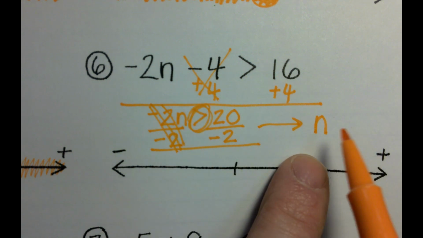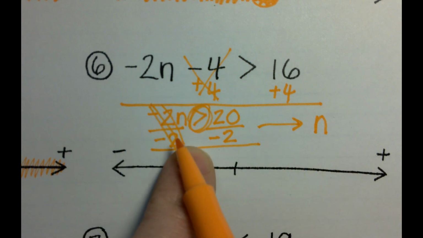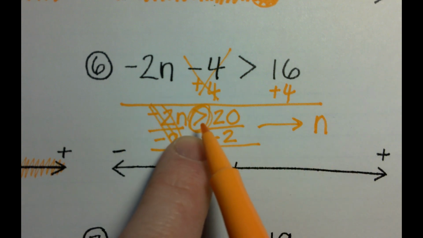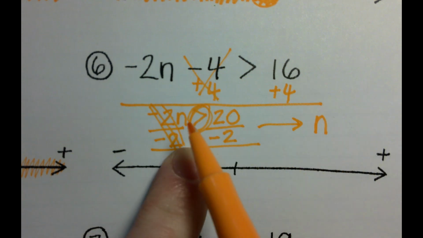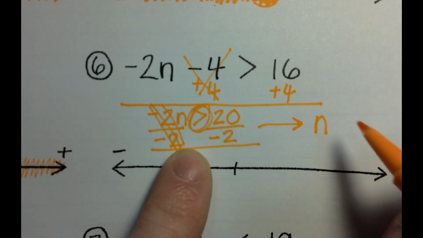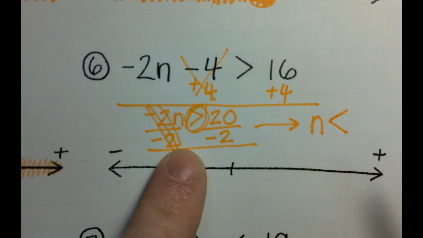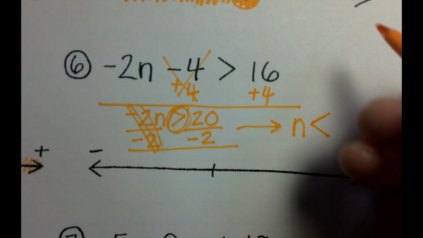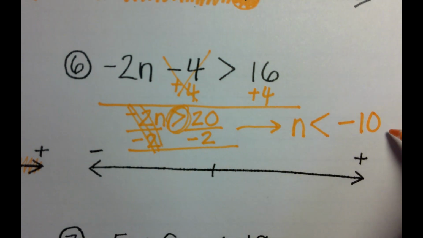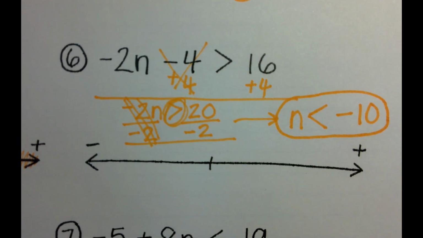What am I writing for my sign? Greater than -10. We divided by a negative. What happens to the sign? They flip. We flip it. So it was greater than, but since we divide by negative, we have to change it to what? Less than. Good. And then 20 divided by -2, -10. Perfect. That's our answer. N is less than -10.